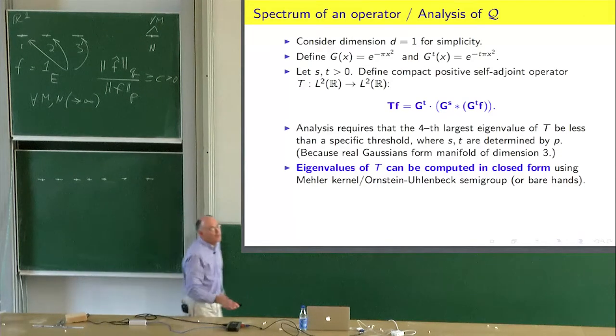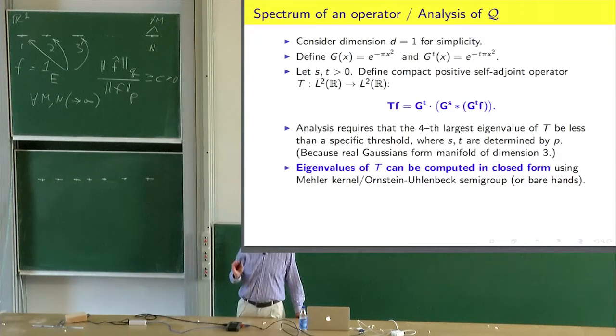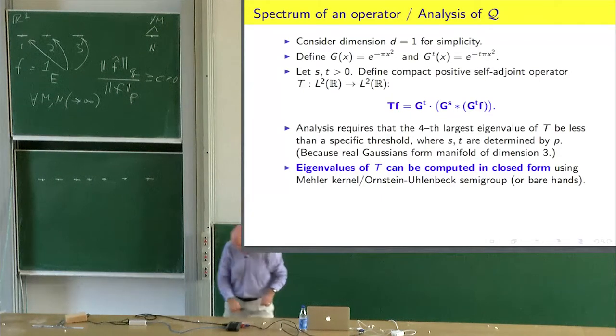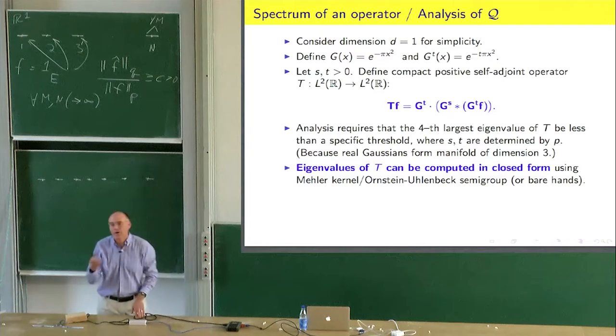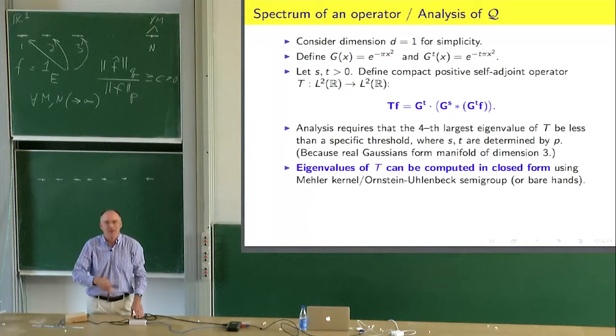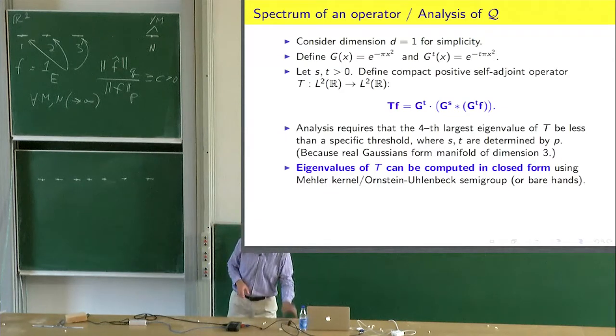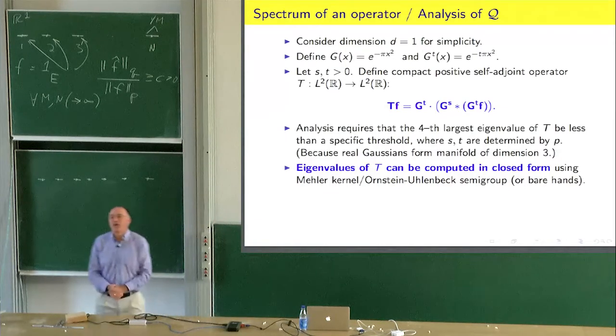Okay? It turns out that in dimension 1, if you're going to analyze this problem for real value functions in dimension 1, what you need is the fourth eigenvalue to be strictly less than a certain threshold. This has to do with the fact that the manifold of real Gaussians is three-dimensional. So the fourth eigenvalue comes in naturally, and it turns out the third eigenvalue is equal to the threshold. The fourth eigenvalue is less, and so you get the theorem. Okay, so that's the end of the story. Thank you.